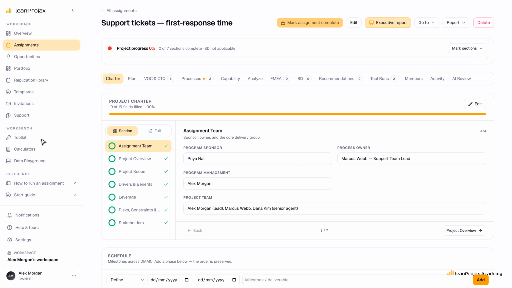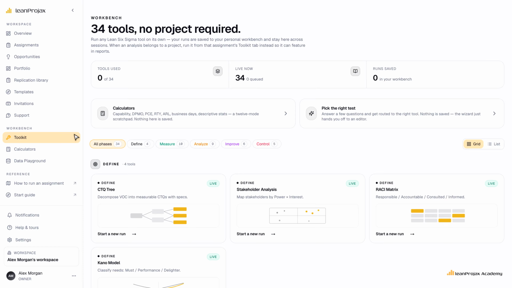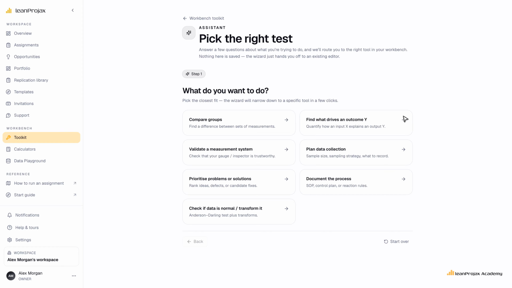There are dozens of statistical tests, and choosing the wrong one is worse than not testing at all. So the platform has a wizard that picks for you. It lives in the workbench, in the left sidebar, under Toolkit. And here it is, right at the top. Pick the right test, answer a few questions, and get routed to the right tool.